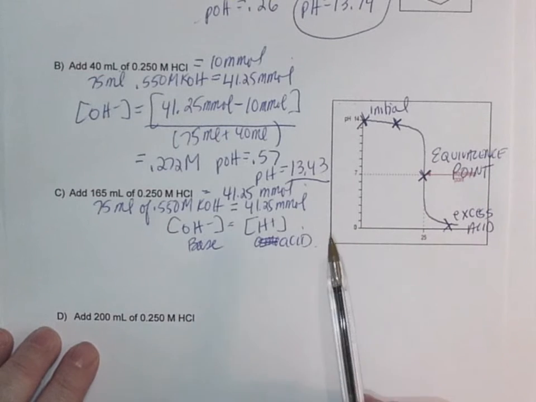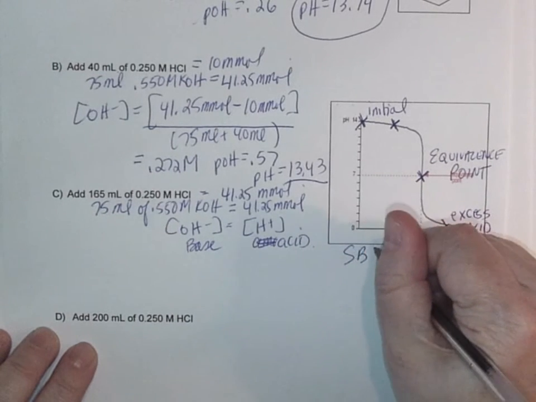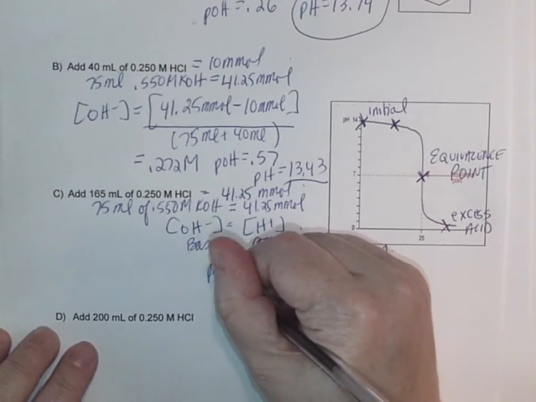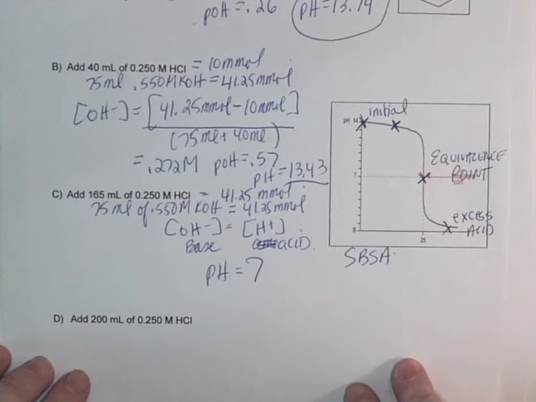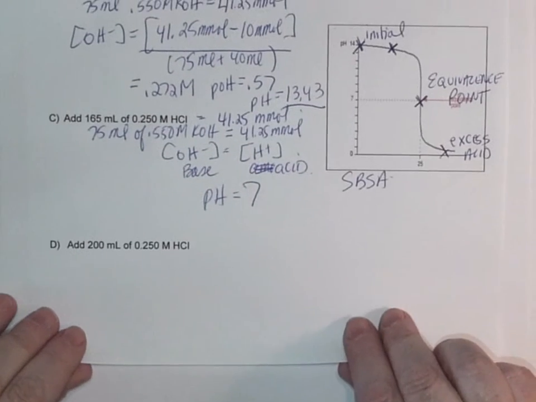This is a strong base, strong acid titration. It doesn't matter, but at the equivalence point, it's going to be a pH of 7. It's complete neutralization. Let's go on to this part.